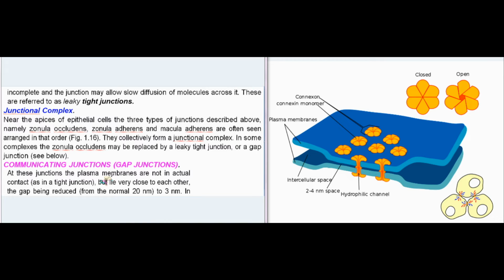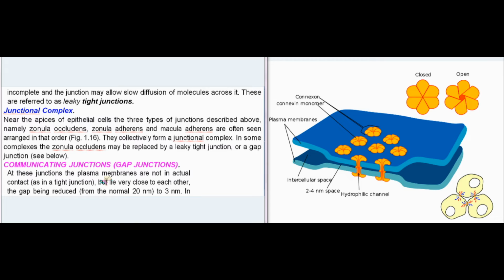Junctional complex. Near the apices of epithelial cells the three types of junctions described above, namely zonula occludens, zonula adherens, and macula adherens are often seen arranged in that order, Fig. 1.16. They collectively form a junctional complex. In some complexes the zonula occludens may be replaced by a leaky tight junction, or a gap junction, see below.